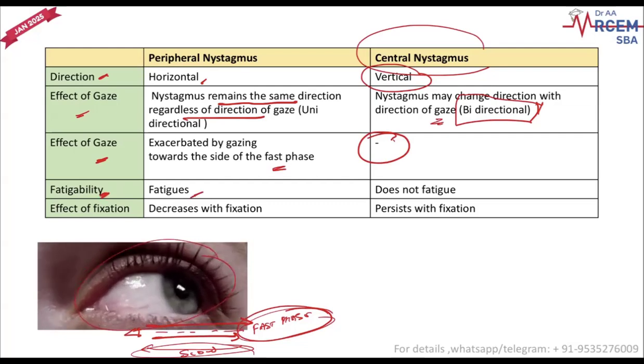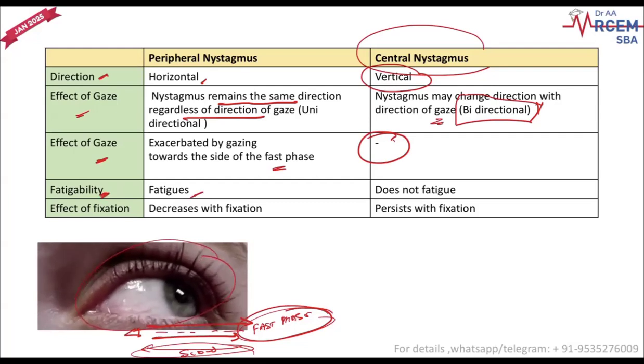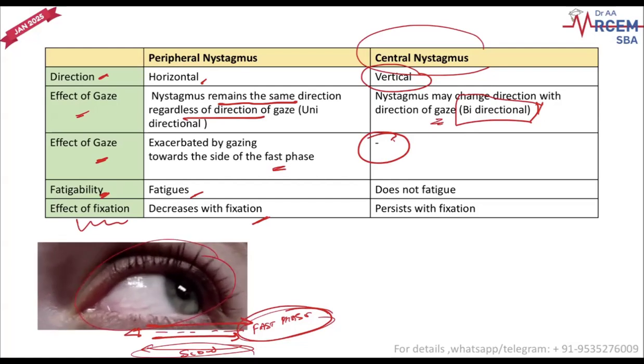Fatigue: over time, it might get fatigued, then increase again. So it might be fluctuating over time. Effect of fixation gaze: if you fix the gaze, the nystagmus might even disappear or decrease. Here, in central nystagmus, it will still be persisting uniformly.